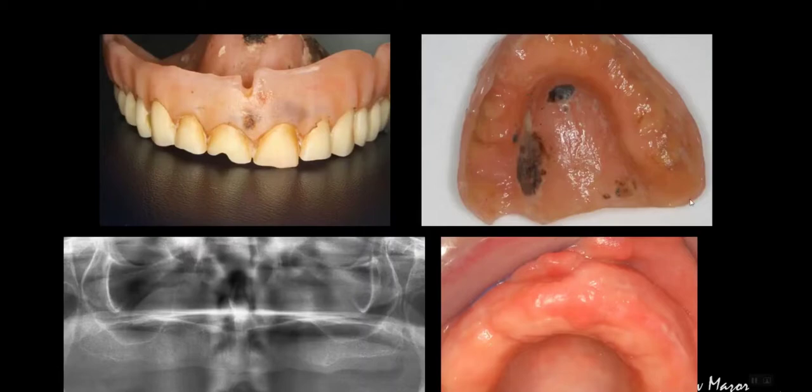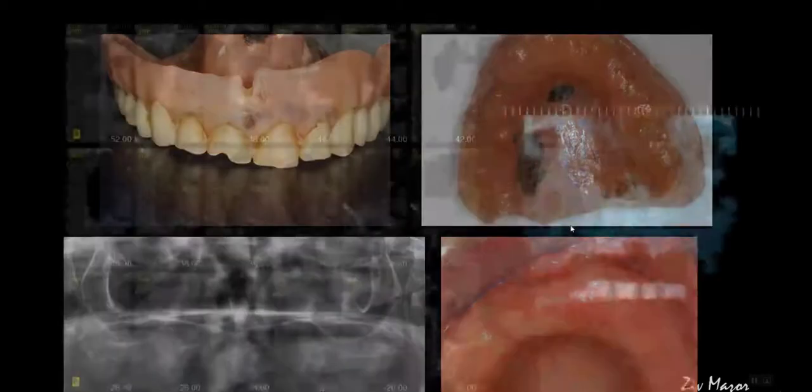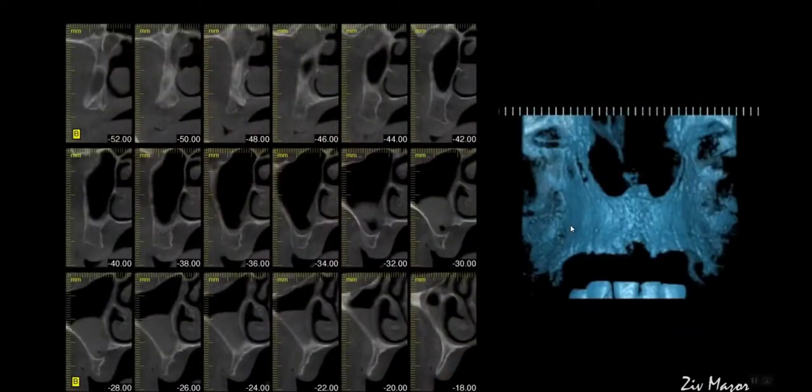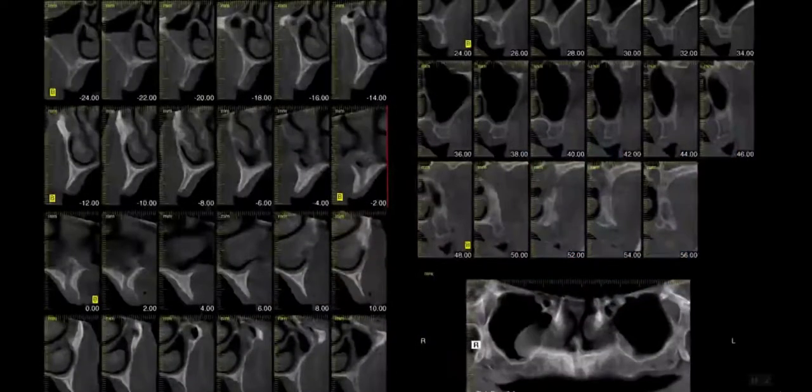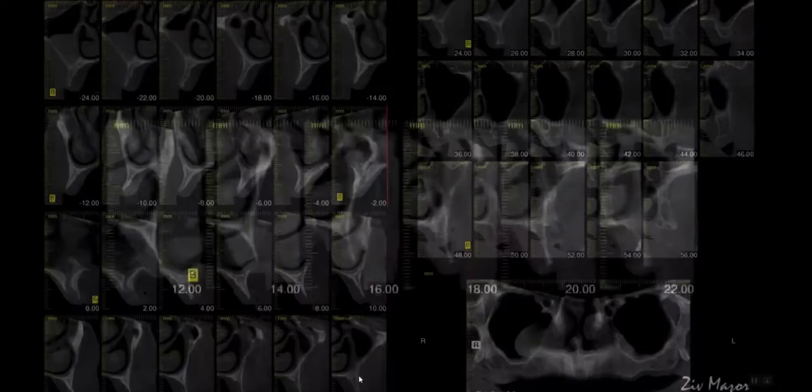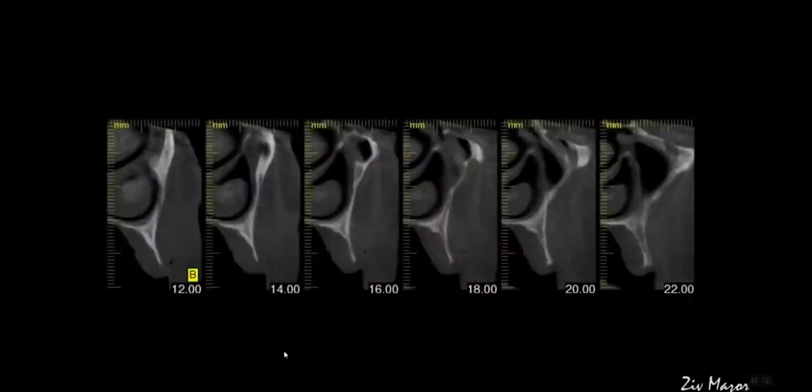But my friends, never judge just by appearance. Because when we send a patient for a CBCT, you can actually see that we are talking about a very narrow ridge. You can see it here right in the bottom, but when we go forward, you will actually see that that is what we are left with in the anterior region.